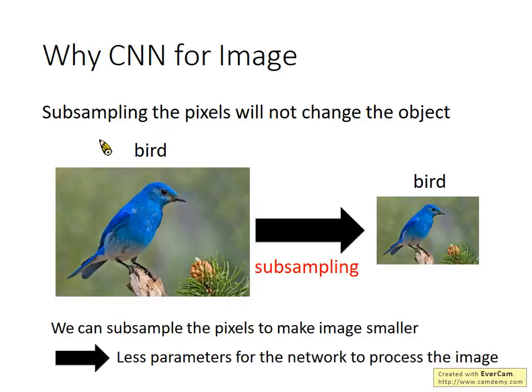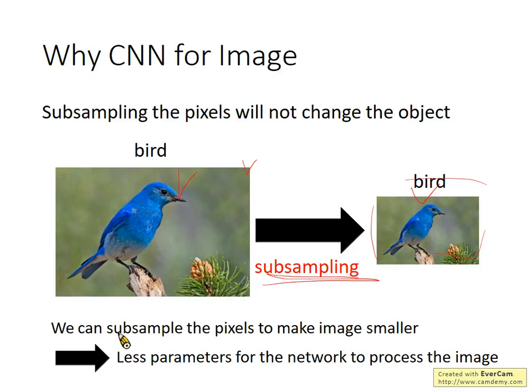The third observation is that subsampling the pixel will not change the object. For example, the content of these two images is the same. This image is high resolution, this image is low resolution, but we can all easily recognize this is a bird and this is also a bird. So subsampling does not change the concept or the semantics of the image.